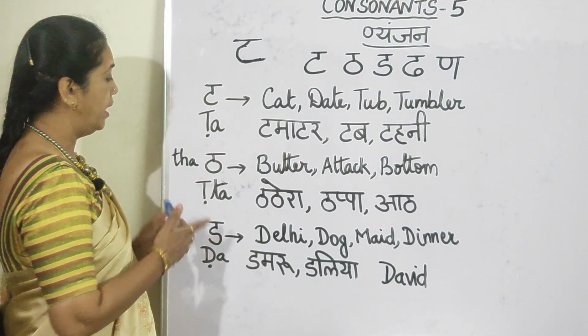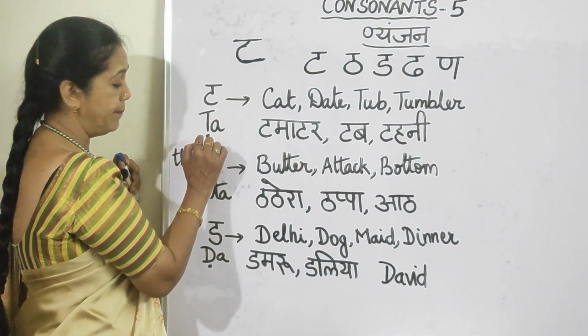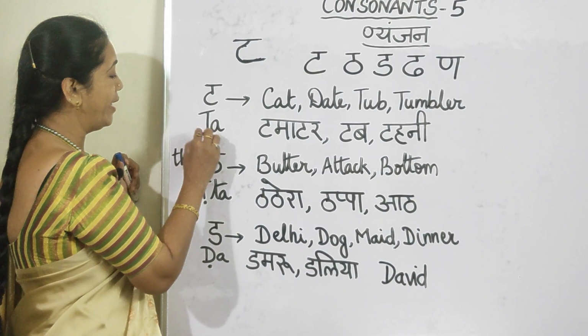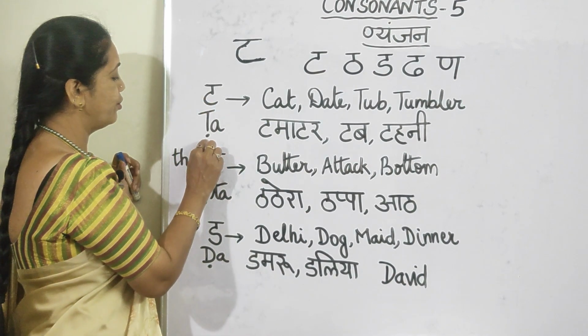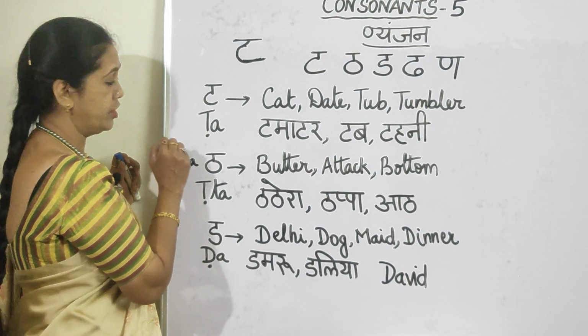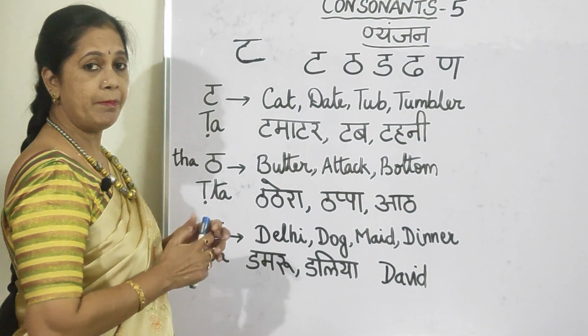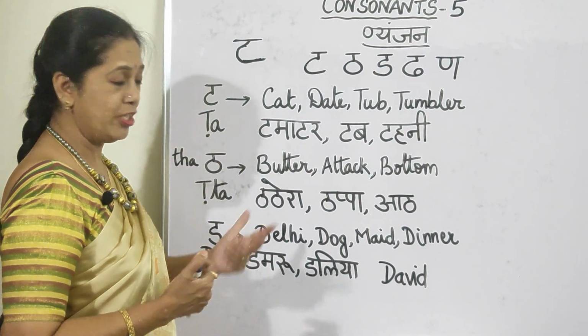See, I have given here in English a capital T with a dot down. Why? Because it's a hard sound. So to give that indication, I have given a dot down. So keep in mind how the letters will be used.